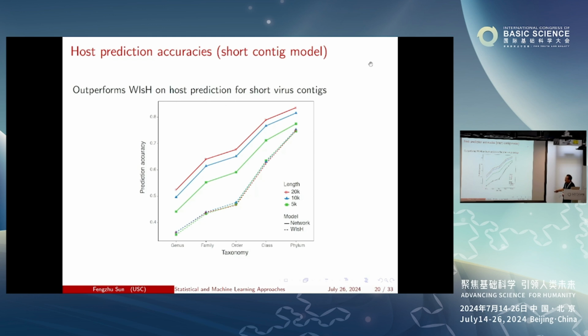If you just use WISH, it doesn't really change that much for different sequence lengths. But when you use the integrative method, at a different taxonomy level, at 5,000 you have this one at the genus level, and when you have 10K, it's getting this one, and when you have 20K, you have this type of accuracy. So as the sequence length increases, you get higher accuracy, and the increase is not marginal.